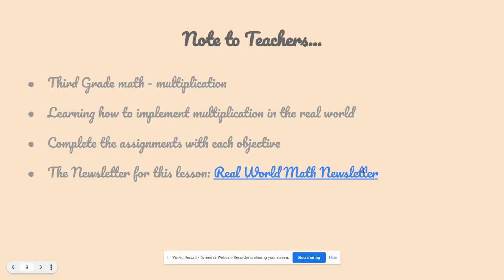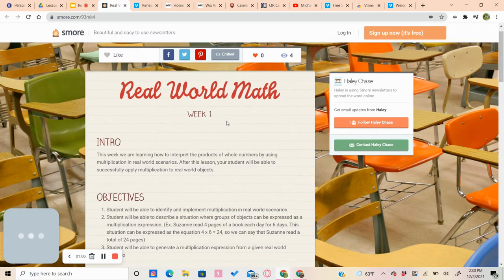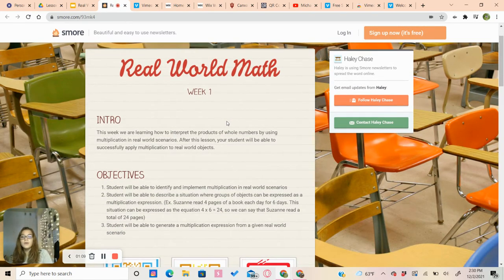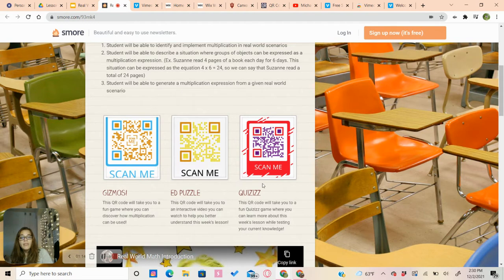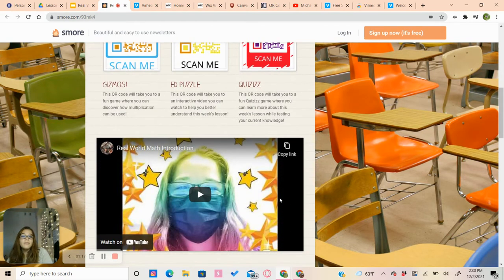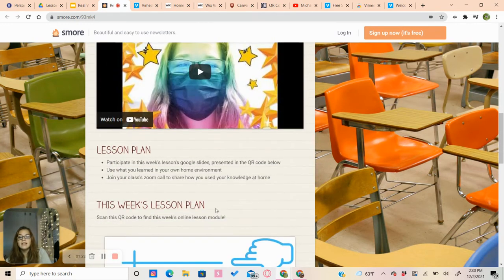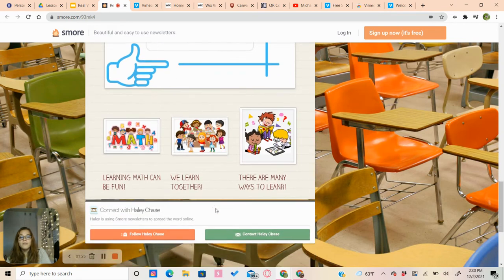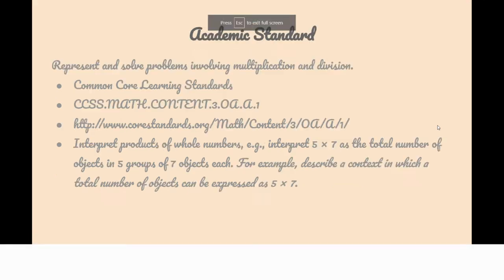So, this first note to teacher is just kind of giving an idea for the teachers of what they're going to be talking about in this lesson. And it even gives this real world math newsletter that they can share with the parents and the students as well. This can be updated as the week goes on, just sharing what's going on in the lesson. It gives QR codes to different topics that we might go over and different resources that we can use in that lesson. And then it gives an idea of what we're going to do, and of course allows the parents and students to reach out to their teacher.